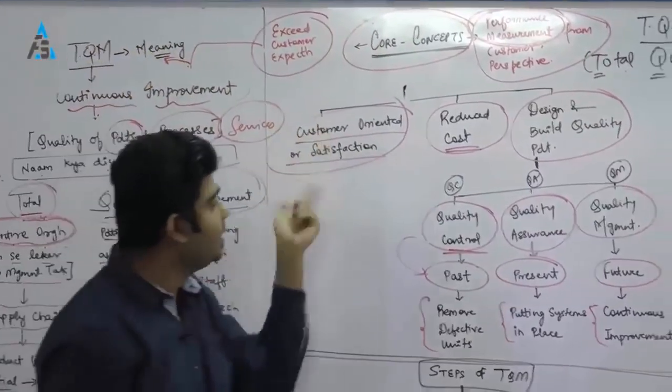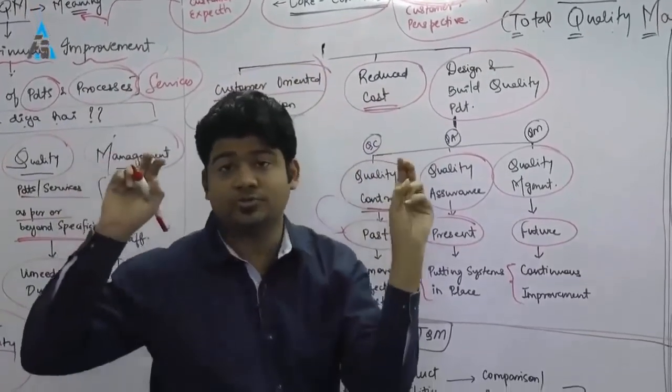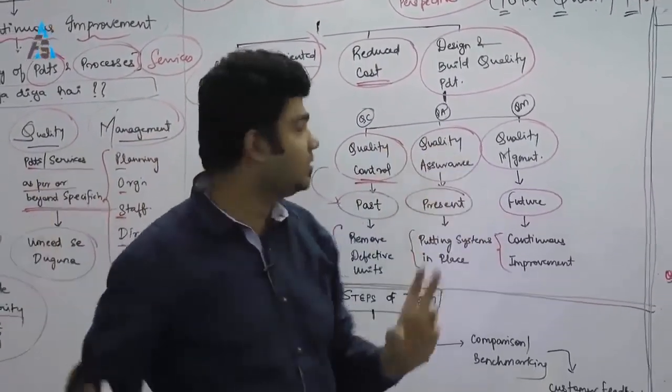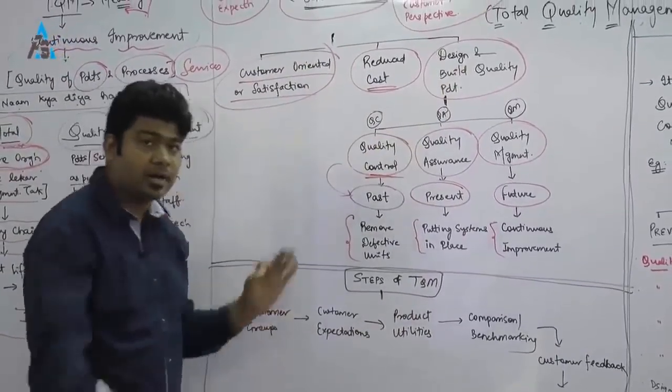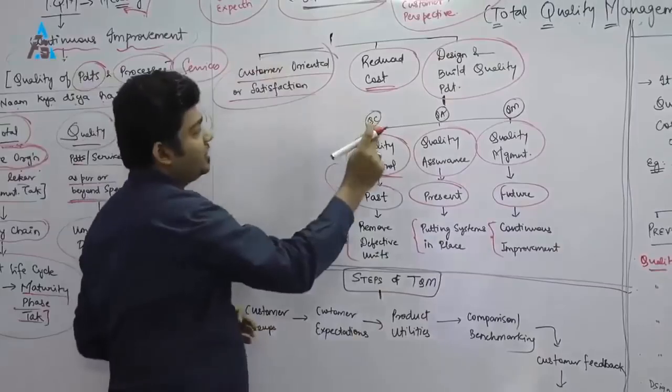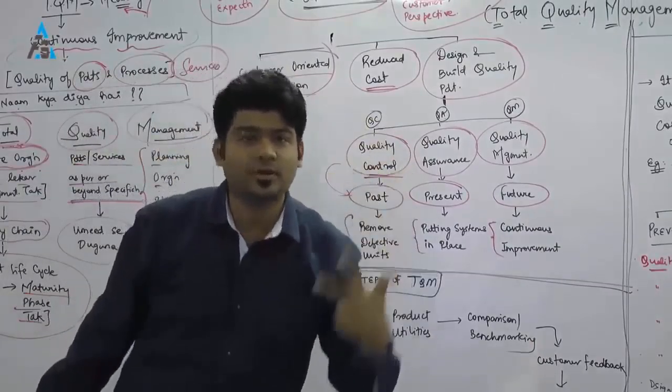How do you do that? Customer satisfaction at reduced cost, which is a very, very fundamental objective. How do you do that? By designing and building a quality product. How do you do that? By ensuring three things. One, quality control. Second, quality assurance. Third, quality management.